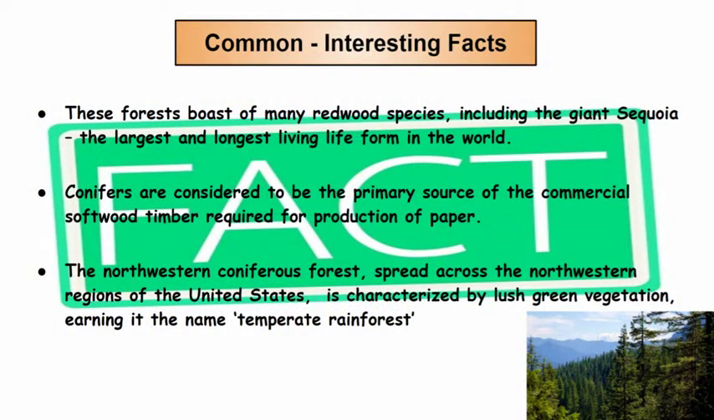Common interesting facts. These forests boast many redwood species, including the giant sequoia, the largest and longest living life form in the world. Conifers are considered to be the primary source of the commercial softwood timber required for the production of paper. The northwestern coniferous forests spread across the northwestern regions of the United States. It is characterized by lush green vegetation, earning it the name temperate rainforest.